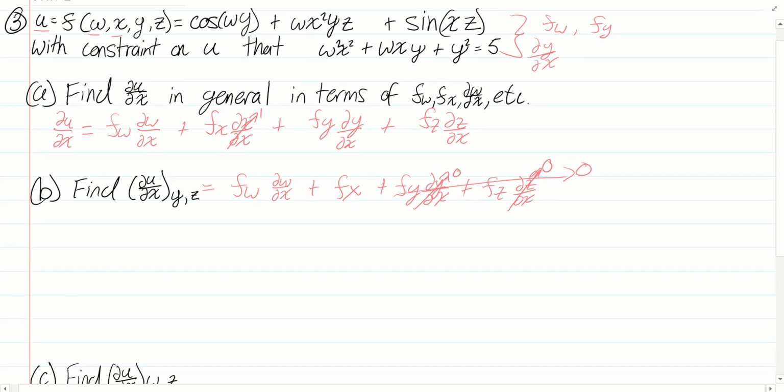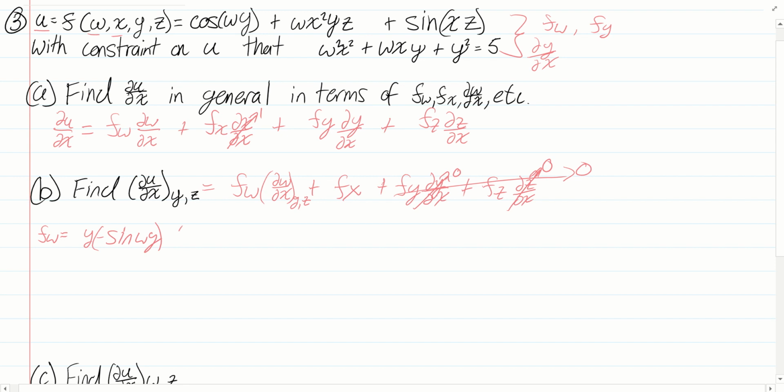So we calculate fw, and then this right here is technically the partial of w with respect to x holding y and z constant. So fw, you get that from your function u. So fw would then be, we take the derivative of that first term, cosine wy, which would just be y times minus sine wy, plus take the derivative of that whole term.